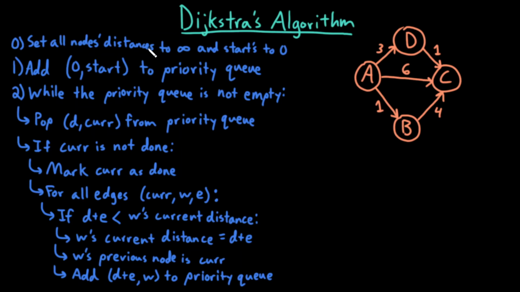First, we have to set all nodes' distances to infinity and set our starting node's distance to 0. So our starting node is 0 distance from itself. Each of the other nodes, we're going to start as infinite distance so far.